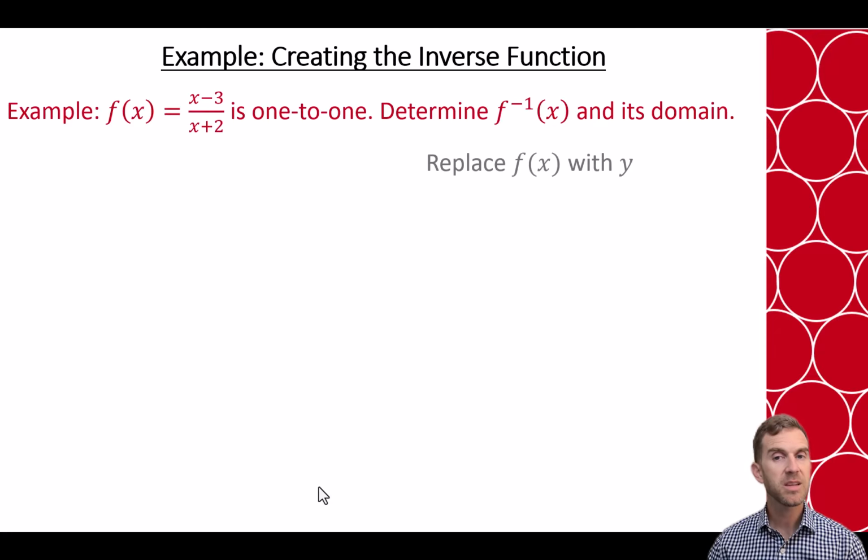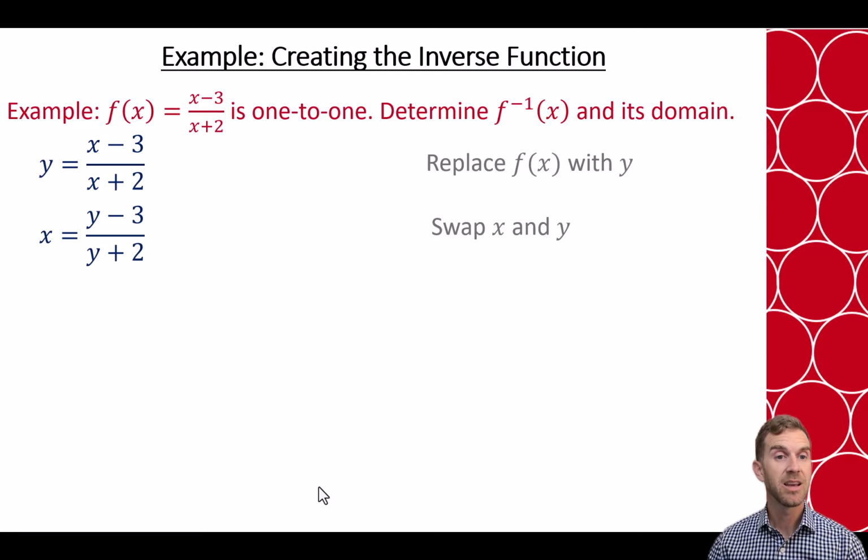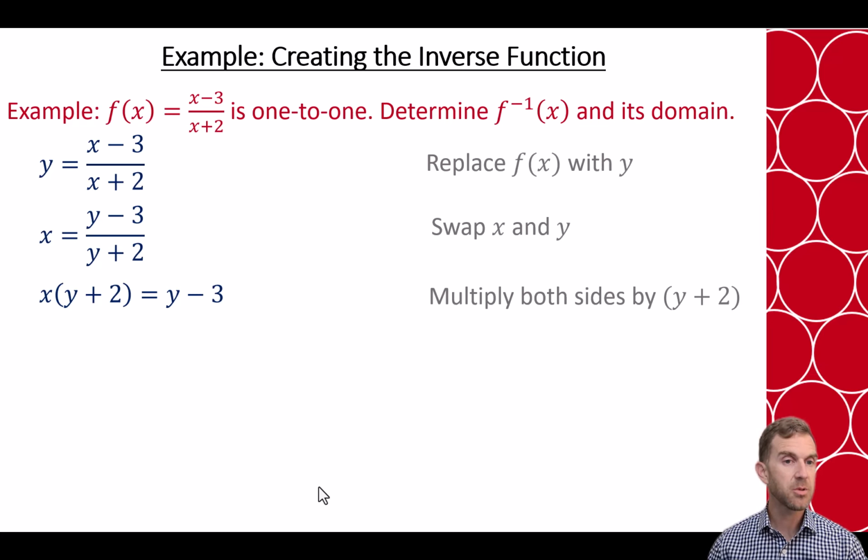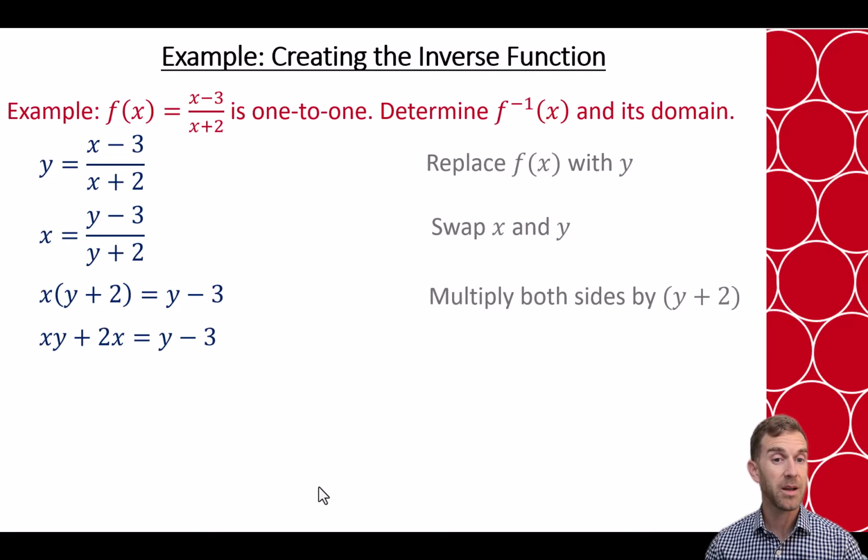So first, again, let's replace that f of x with y. Now we're going to swap the x and the y's. This is where it looks a little bit more challenging, but we just follow our order of operations. Let's first multiply both sides by y plus 2. Now, that leaves me without a fraction, and then it's a matter of moving things around. First, let's distribute that x to y plus 2, so you get xy plus 2x equals y minus 3.